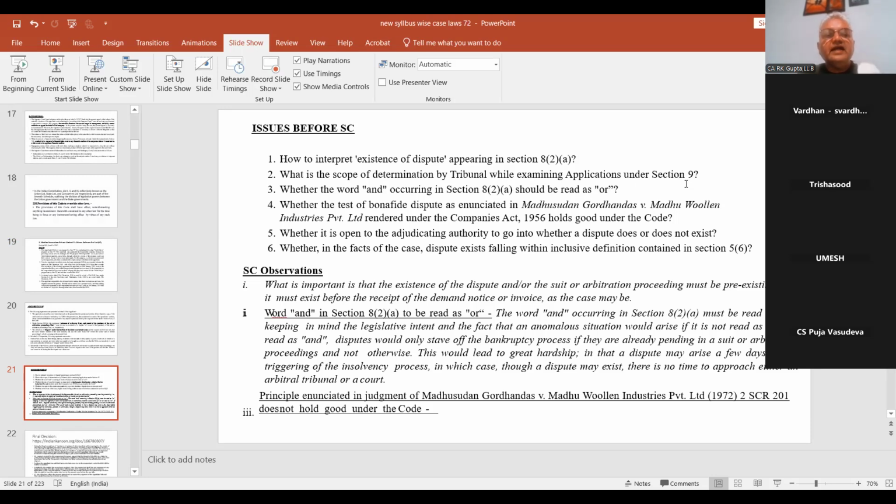And whether the word 'and' occurring in Section 8(2)(a) should be read as 'or'. So this was also discussed. Then the test of bona fide dispute: whether it is open to the adjudicating authority to go into whether a dispute does or does not exist, and whether the dispute falls within the inclusive definition. So these were the issues. Apart from dispute, the scope of determination by the tribunal while examining applications under Section 9 was also discussed.